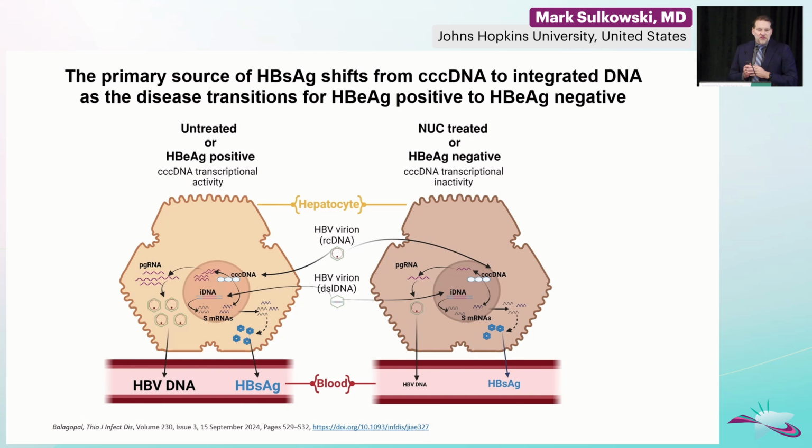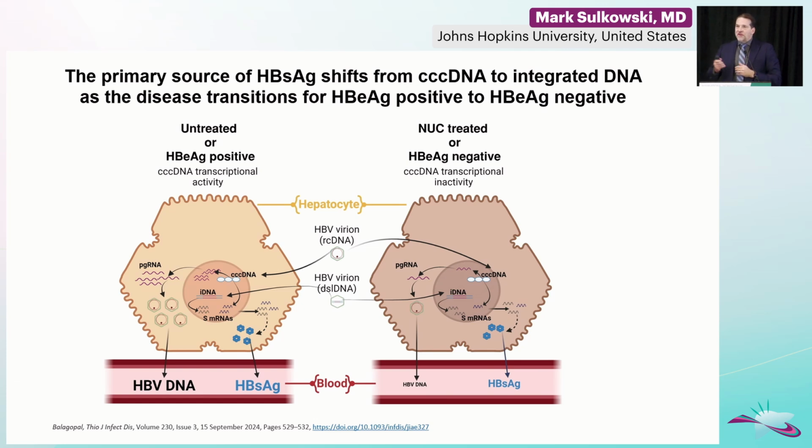So this is a wonderful slide from Ashwin Balgopal, whom I have the pleasure of working with, along with Chloe Teal at Johns Hopkins, where they try to summarize some of the work that they and many others in the field have done looking at the liver. Essentially what they've described is a shift in the source of S antigen as an individual moves along that continuum from immune tolerant to functional cure.